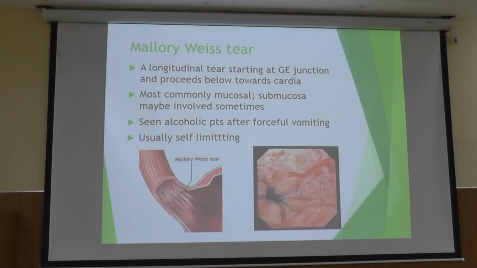Okay, Mallory-Weiss is clear. So why does it happen? There is a longitudinal tear starting at the GE junction, which proceeds from the GE junction towards the cardia. It is most commonly seen along the lesser curvature, not along the greater curvature. So how does it develop?